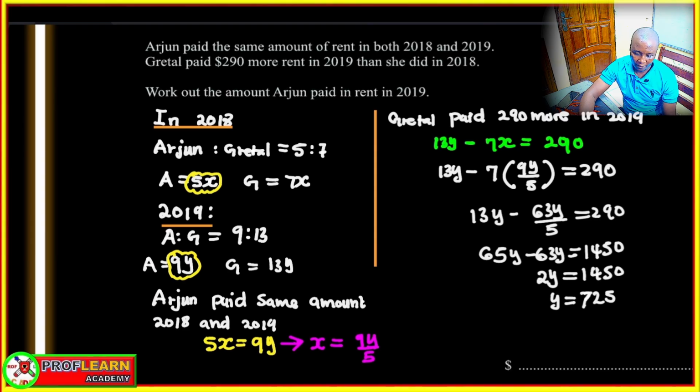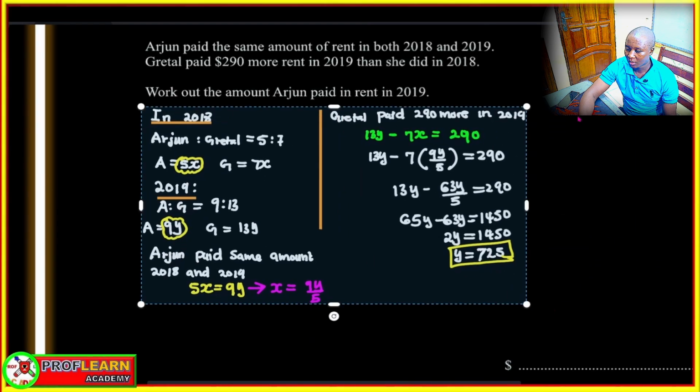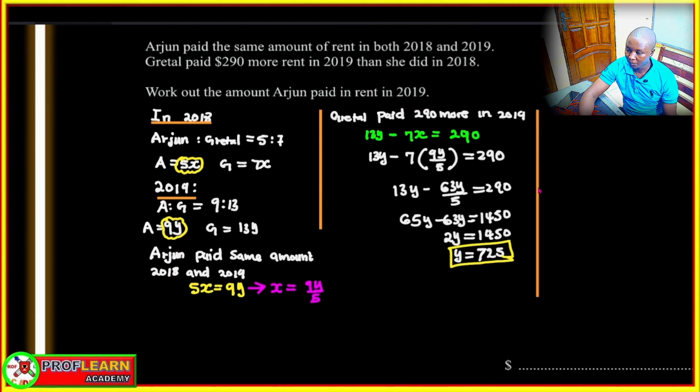So if we want to know Aljun in 2019, Aljun in 2019 was 9y. So we say 725 times 9, and that is going to translate to 6525.